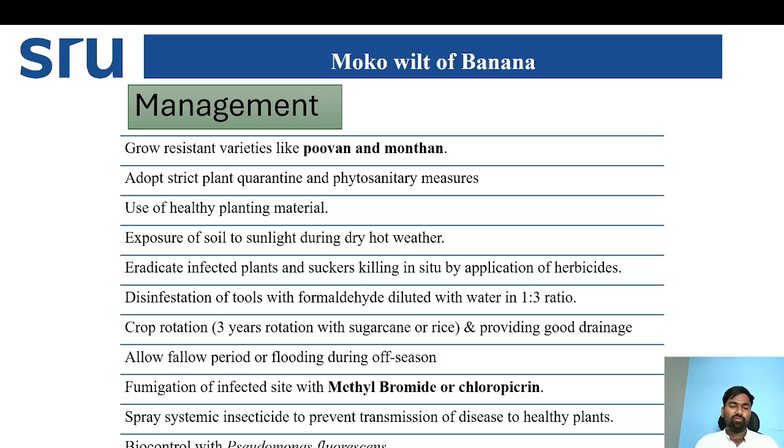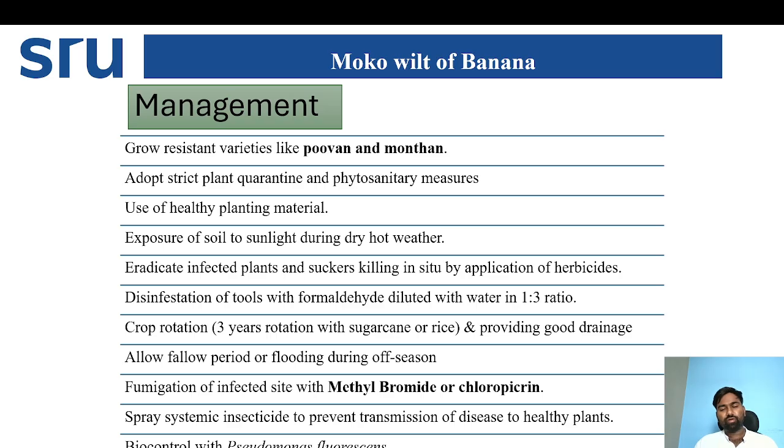Then we can also go for crop rotation, three years of crop rotation with sugarcane or rice, and provide good drainage, which will help to avoid the disease infection. Allow a fallow period or flood fallowing during the off season. Fumigate the infected site with methyl bromide or chloropicrin. Spray a systemic insecticide to prevent the transmission of disease to healthy plants.